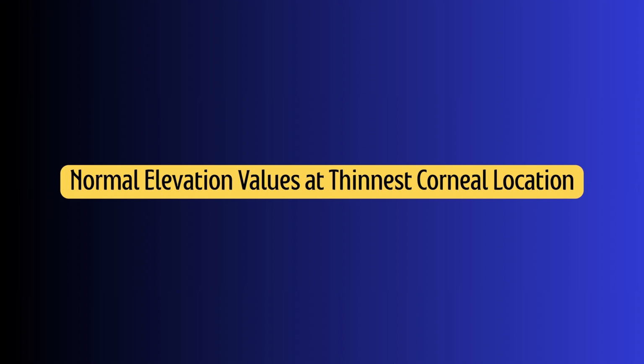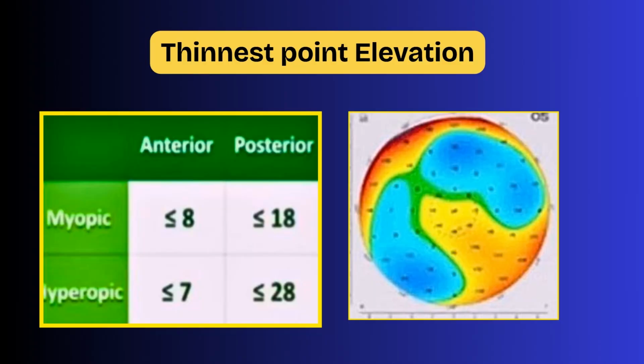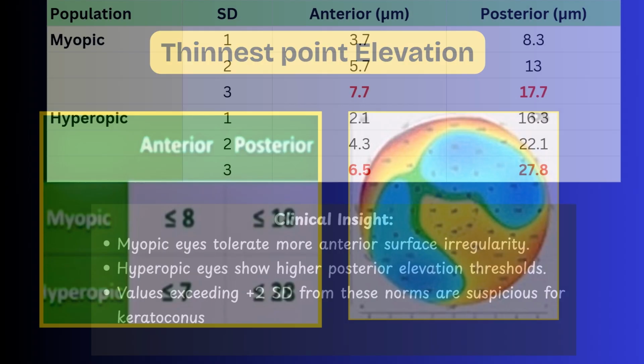Moving on, the next point is the elevation at the thinnest points. Another critical value is the elevation at the thinnest corneal points. These values will differ for myopes and hyperopes, and the standard deviation cutoffs will vary. For myopes, what you can remember is the anterior cutoff is 8 micrometers and the posterior elevation cutoff of the thinnest point is 18 micrometers. For hyperopes, the anterior elevation of the thinnest point cutoff is 7 micrometers. What I mean to say is the thinnest point elevation on the anterior surface for a hyperope should not exceed 7 micrometers, and the posterior elevation of that thinnest point should not exceed 28 micrometers.